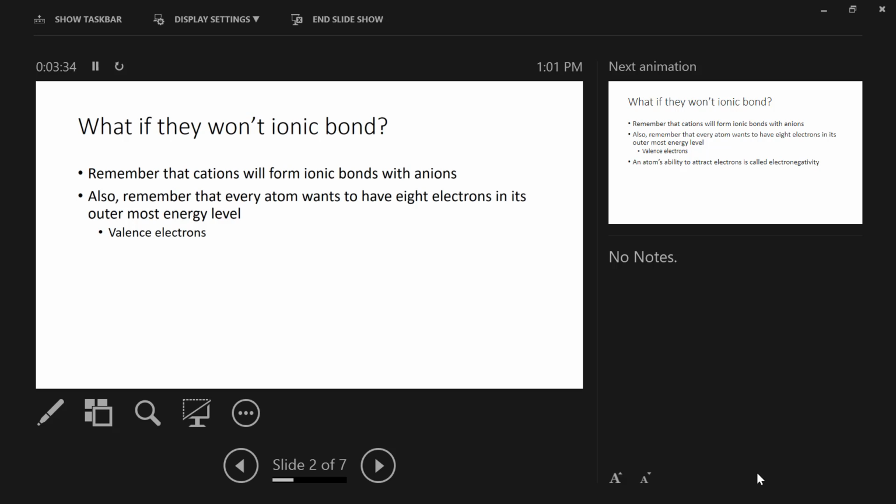So there's one more piece of information that we need, and then we can talk about covalent bonding. All right? And that is an atom's ability to attract electrons to itself is called electronegativity. Again, an atom's ability to attract electrons to itself is called electronegativity. So let's think about this.